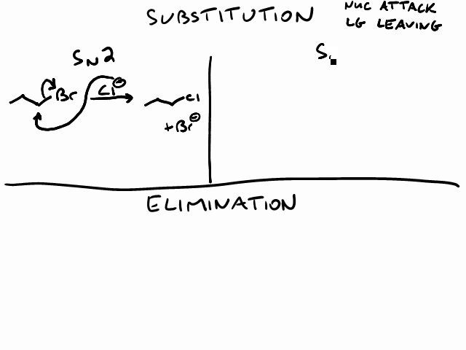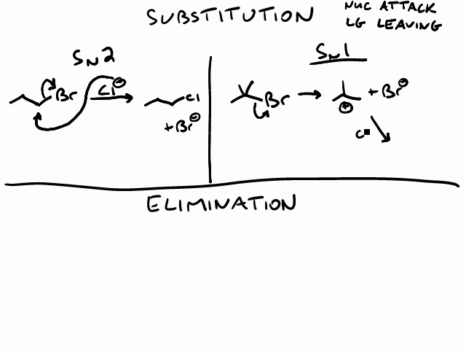Whereas in an SN1 process, these two events do not happen simultaneously. First, the leaving group leaves to give an intermediate carbocation plus Br minus as a leaving group, and only then does the nucleophile attack. Chloride attacks to give the product.